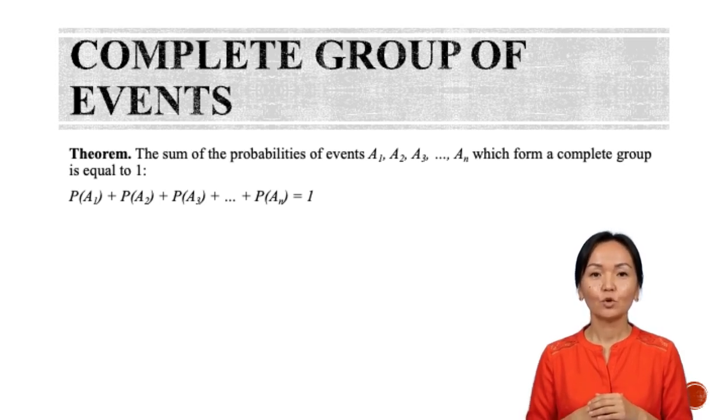For example, when rolling a standard die, the events of getting 1, 2, 3, 4, 5, or 6 form a complete group because one of these outcomes must occur. The sum of their probabilities is 1/6 plus 1/6 plus 1/6 plus 1/6 plus 1/6 plus 1/6, which equals 1. This property is incredibly useful because if we know the probabilities of all but one event in a complete group, we can always find the probability of the remaining event by subtracting the sum of the known probabilities from 1.